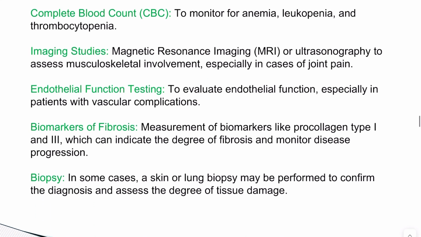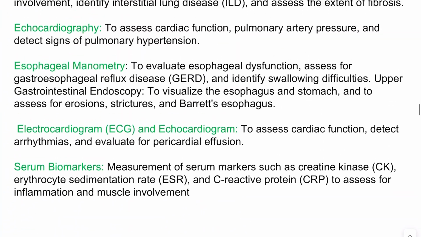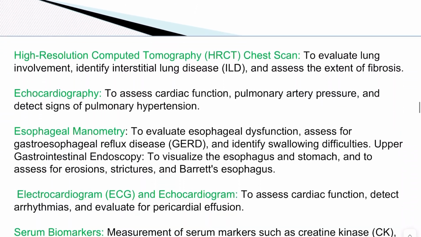Biomarkers of fibrosis, major biomarkers like pro-collagen type 1 and 3, which can indicate the degree of fibrosis and monitor the disease progression. And finally, biopsy. In some cases, skin or lung biopsy may be performed to confirm the diagnosis and assess the degree of tissue damage. So try to remember as many investigations as you can. I have put almost everything here.